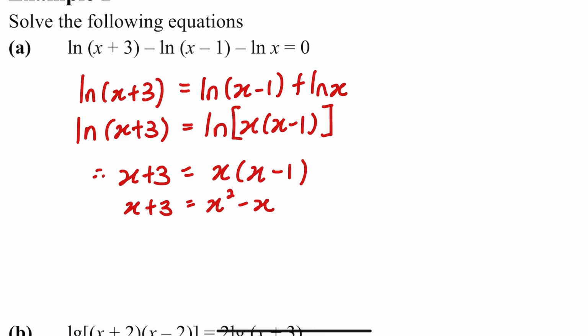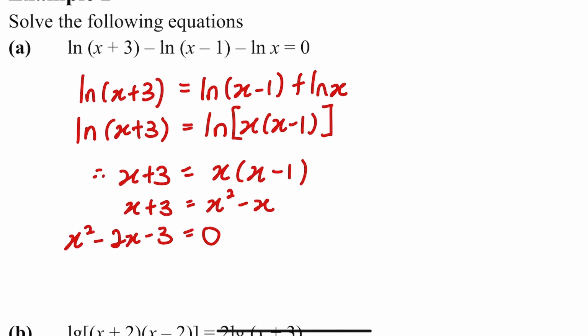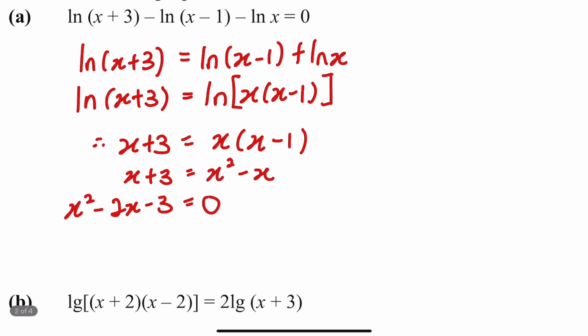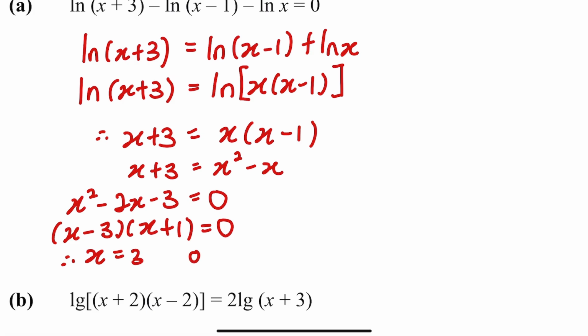So therefore, I shift all terms to the right side: x squared minus 2x minus 3 equals 0. From here, this is my quadratic equation. I hope you remember how to solve a quadratic equation. Simply by factorization, I'll get x minus 3 times x plus 1 equals 0. Therefore, x equals 3 or x equals negative 1.